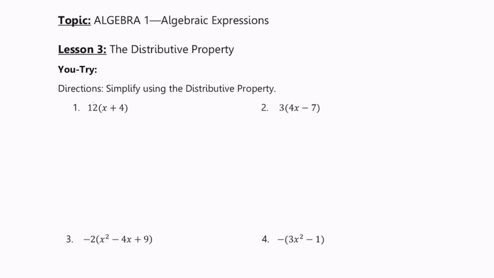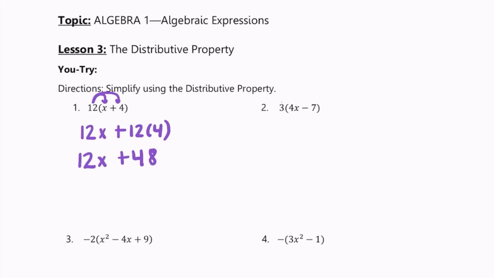So for number 1, I always like to draw those arrows. So we're going to draw an arrow from 12 to everything in parentheses. So that's going to give us 12x, and then 12 times 4 is what we're really doing there. And 12 times 4 will give us 48. So we're going to have 12x plus 48, and that would be our simplified expression.